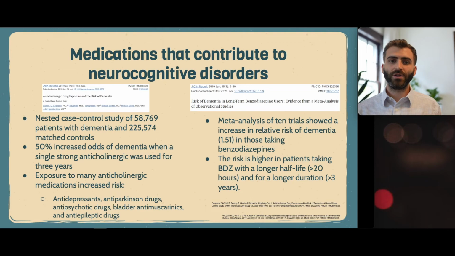The trial on the right showed a risk of dementia in long-term benzodiazepine users. A meta-analysis of 10 trials showed a relative risk of 1.51. Risk was higher with longer half-life benzos and using these medications for 3 years or longer. So long-term use of anticholinergics and long-term use of benzodiazepines can contribute to dementia risk.